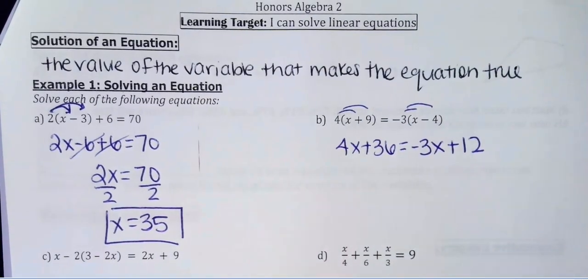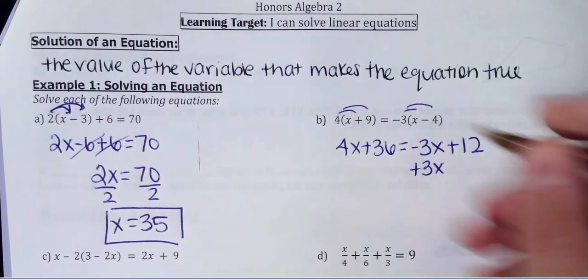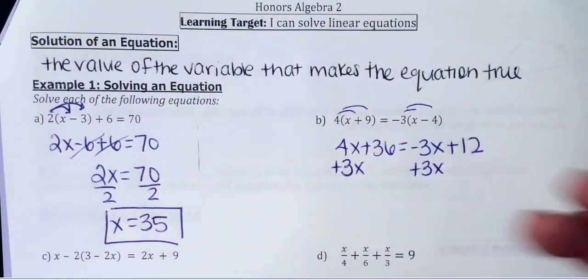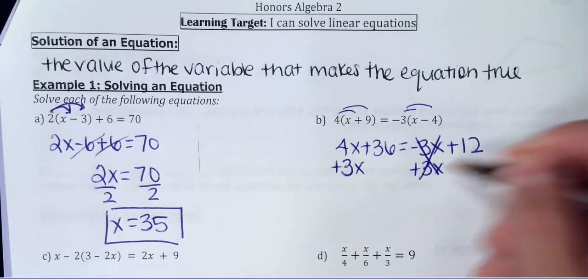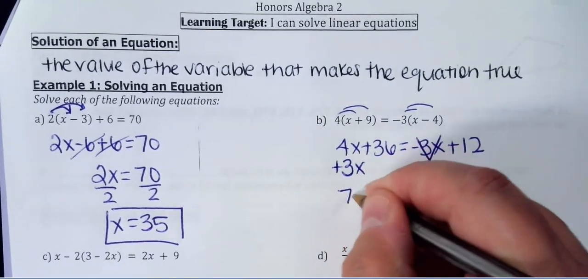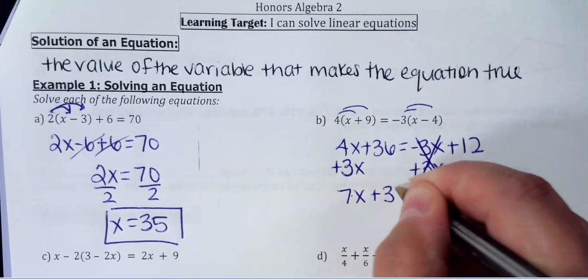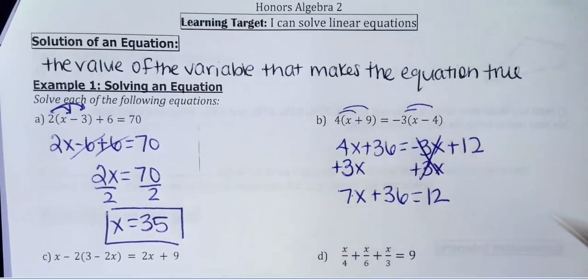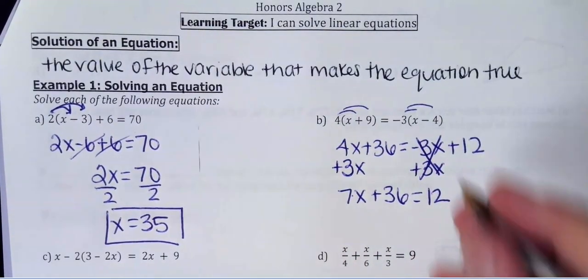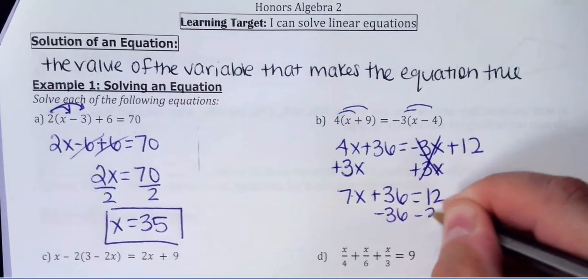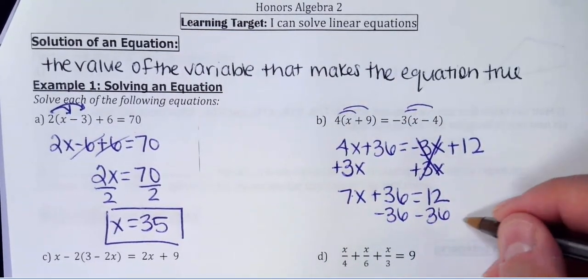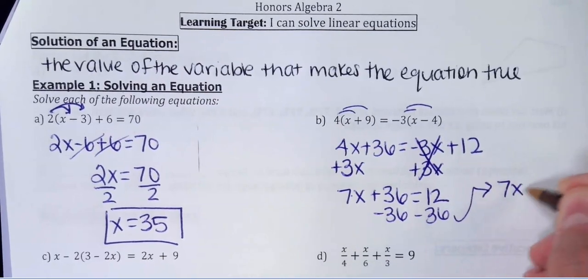Okay, now here, there's a bunch of different ways you could solve this. What do you want to do next? That's what I would do too. So plus 3x. That'll get all our variables on one side. So negative 3 and positive 3 cancel. So we got 7x plus 36 is equal to 12. Okay, what do you want to do now? Minus 36. Sorry guys, my handwriting's too big. Okay. So then I get 7x, what is that?